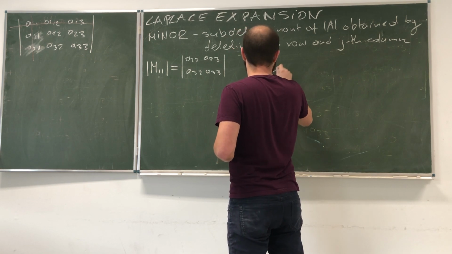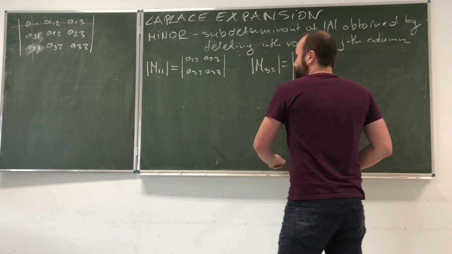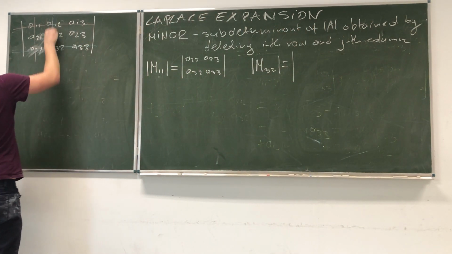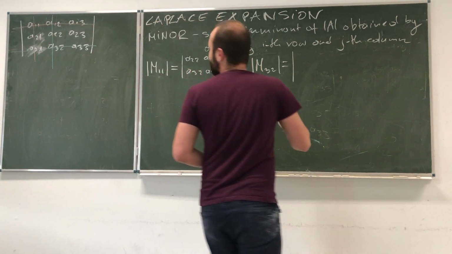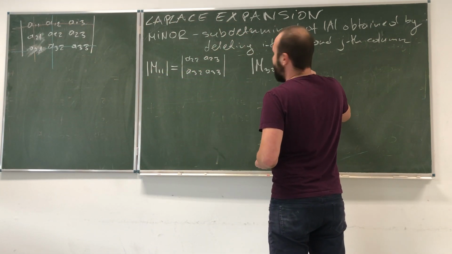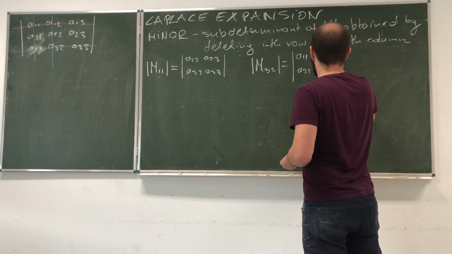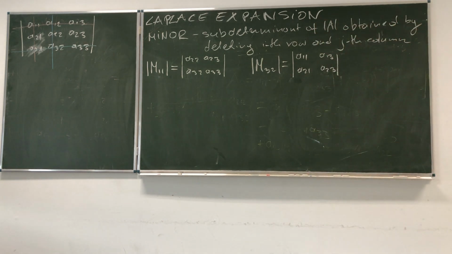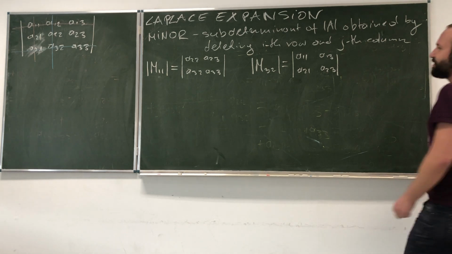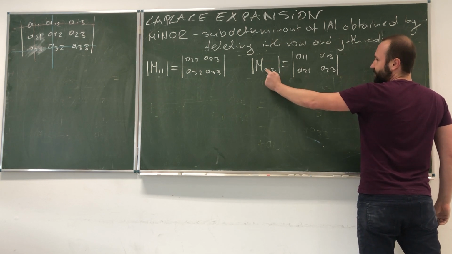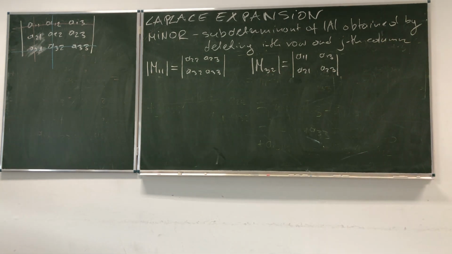Now, if I want to find minor 3,2, what do I need to do? I need to delete the third row and second column, right? So what I am getting is A11, A13, A21, A23. Okay, so as you see, it's not complicated. All we need to remember is we obtain a minor by deleting the row indicated by the first number and the column indicated by the second number.